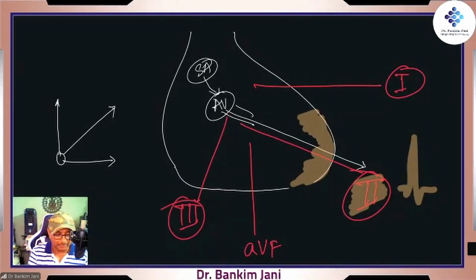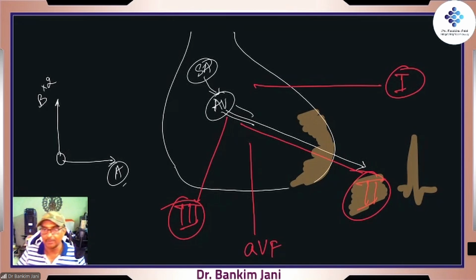But what if this is A and this is B, and the strength of B is double the strength of A? At what angle would the stone go? Here is the stone.